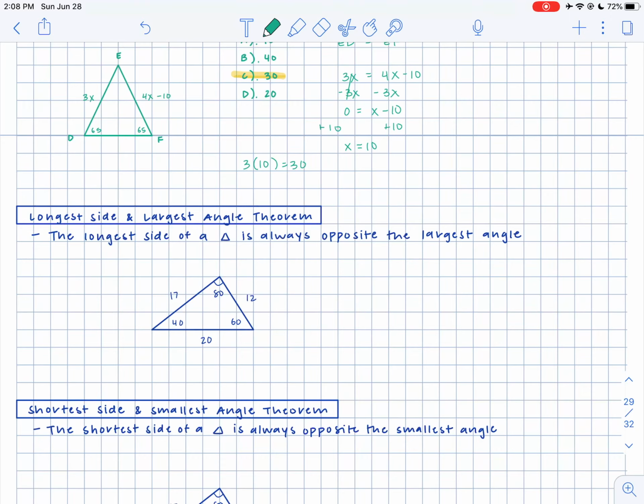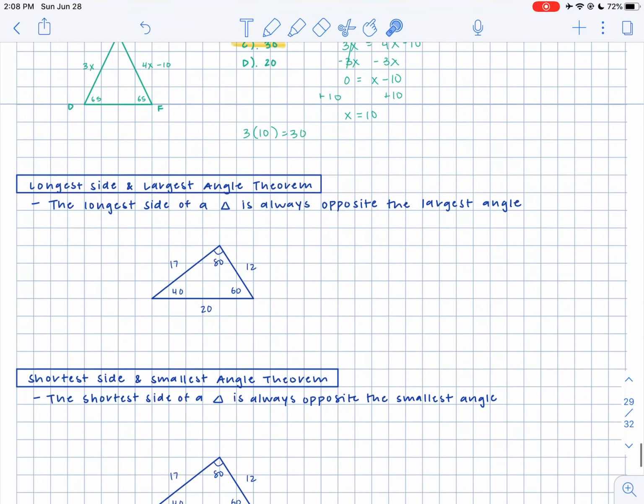So this is one theorem. It's the longest side and largest angle theorem. This states that the longest side, so we see 17, 12, 20. So 20 is our longest side. The longest side of a triangle is always opposite the largest angle. So it's opposite from this angle, which is 80, and we do see that 80 is the largest angle.